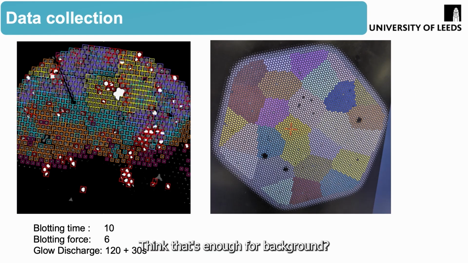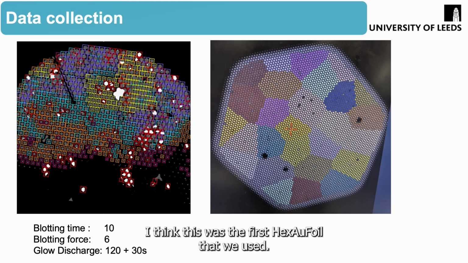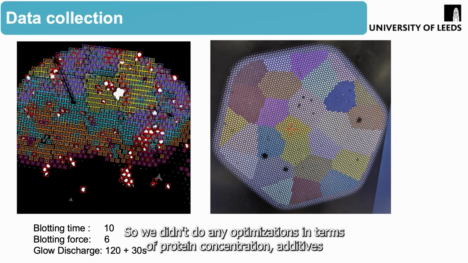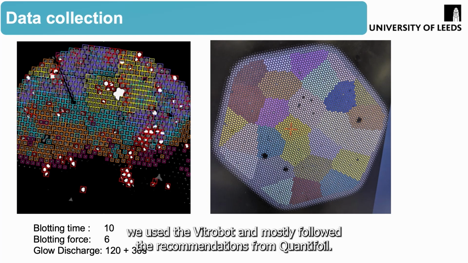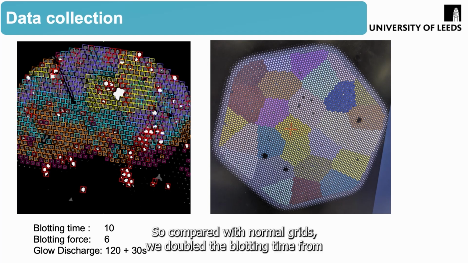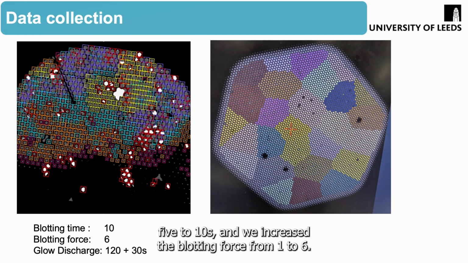I think that's enough for background, so let's actually look at the data. I think this was the first HexAuFoil grid that we used, so we didn't do any optimizations in terms of protein concentration, additives, or grid making. For grid vitrification, we used a Vitrobot and mostly followed the recommendations from Quantifoil. So compared with normal grids, we doubled the blotting time from 5 to 10 seconds, and we increased the blotting force from 1 to 6.